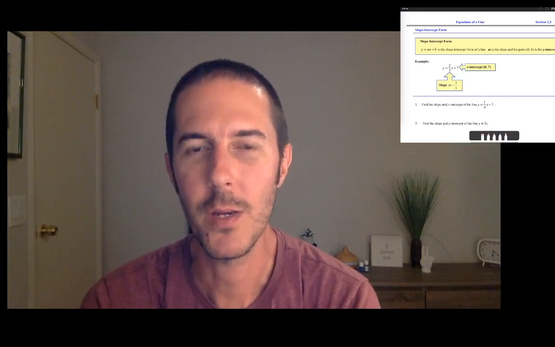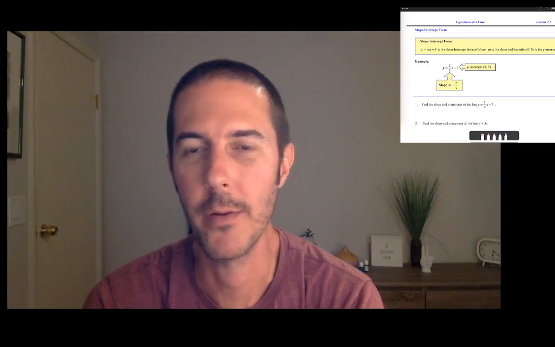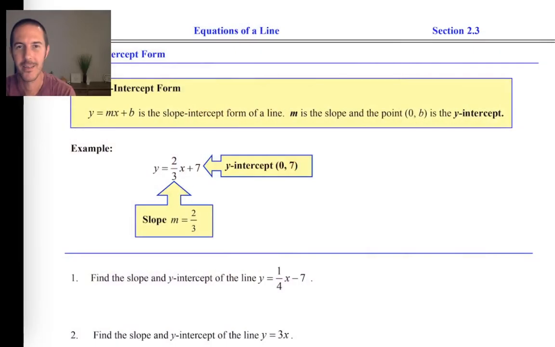Welcome to Intermediate Algebra, Chapter 2, Section 3, where we're going to talk about equations of a line. And the first form for the equation of a line I want to talk to you about is slope-intercept form. Some of us call it y equals mx plus b form.